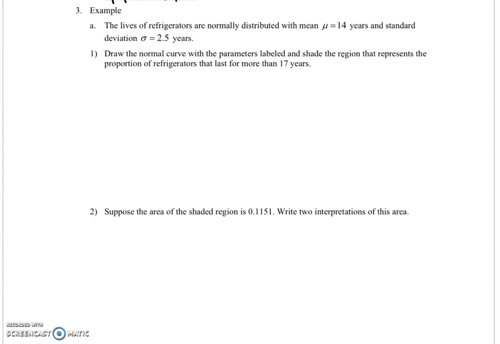So let's look at this example. The lives of refrigerators are normally distributed with a mean of 14 years and a standard deviation of 2.5 years. So let's draw the curve, label the parameters, and shade the region that represents the proportion of refrigerators that last for more than 17 years. So more than 17 years is the region we want. So here's our picture.